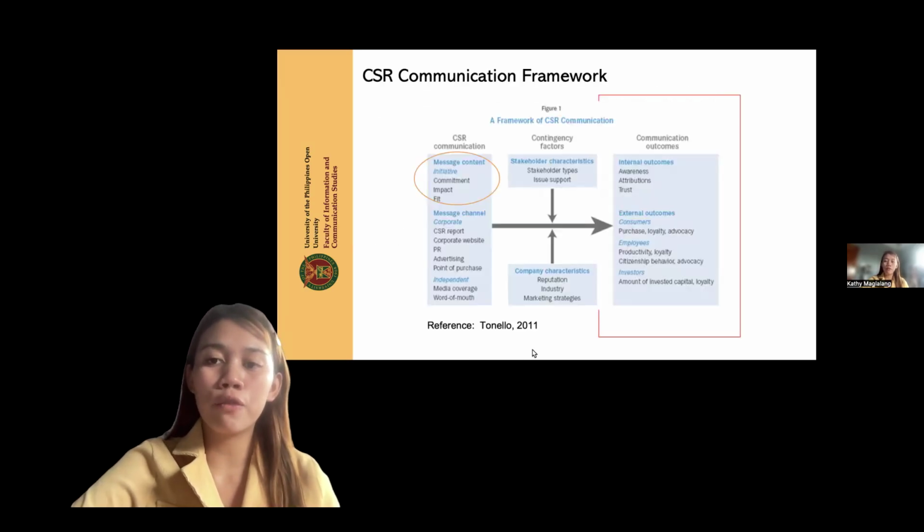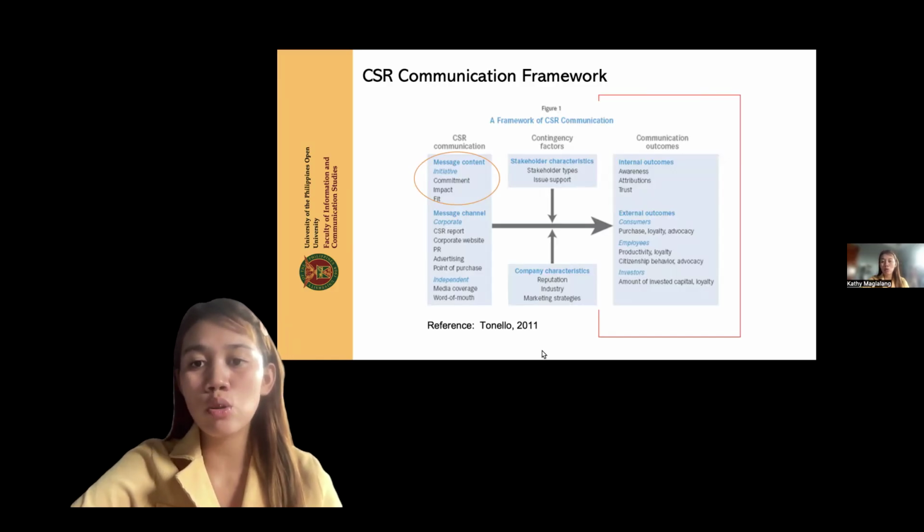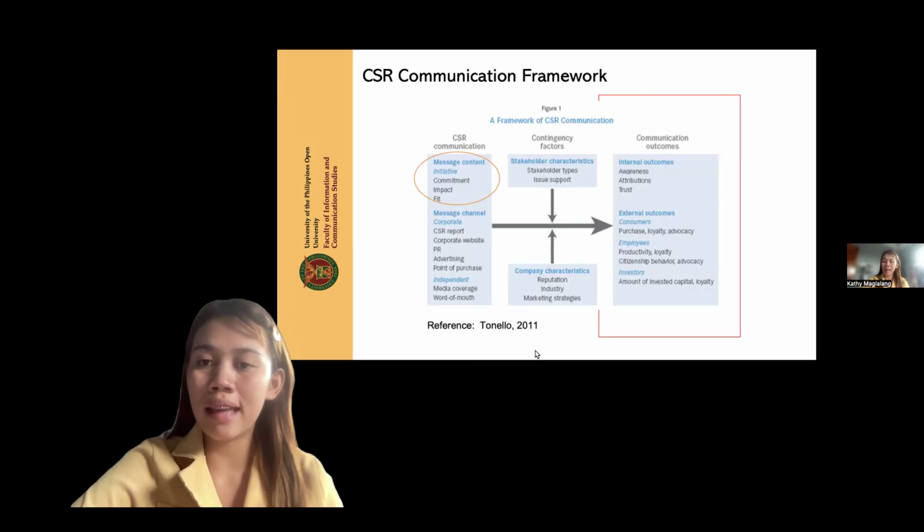The first component of the framework is message content, as you can see in this figure. It explains that CSR communication must clearly present the organization's initiatives, its commitment to social responsibility, and the actual impact of its actions. It is also important that these messages align with the company's values, or what we call fit. If CSR activities are not aligned with the organization's identity, stakeholders may question their authenticity.